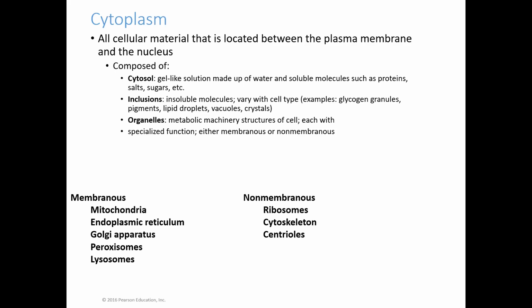sometimes it's like a gel, but all the organelles are held in place there, along with proteins and sugars and salts and droplets of fat and stuff like that. The organelles are structures. They're like little organs that do things for the cell. Many of them have the same phospholipid bilayer as the cell itself does, and they're all very specialized to do things. We have the mitochondria, the Endoplasmic Reticulum, the Golgi Apparatus, Peroxisomes, Lysosomes, Ribosomes, cytoskeleton, and centrioles.